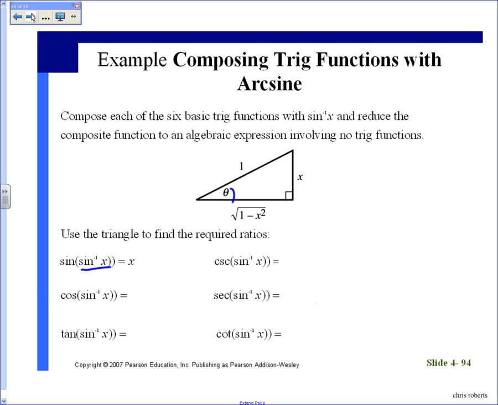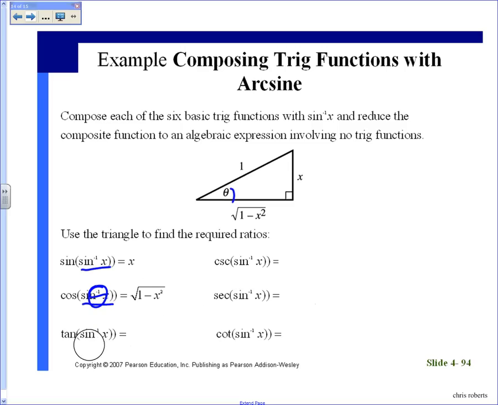Now we already know that this part is basically telling us that we're now talking about the angle of theta. So what is the cosine of theta? Cosine is the adjacent over the hypotenuse. So that's going to be the square root of 1 minus x squared over 1.